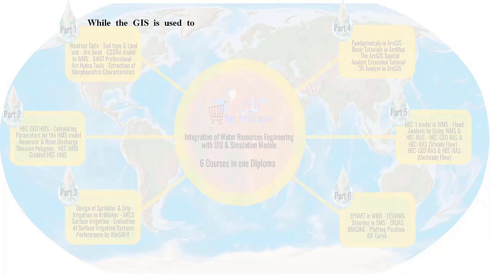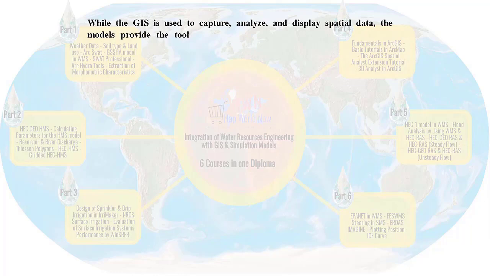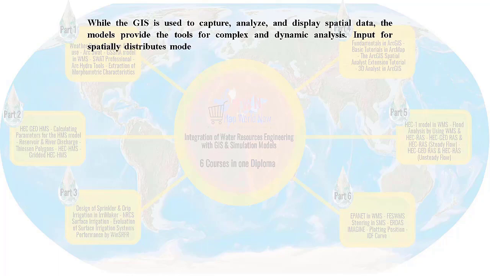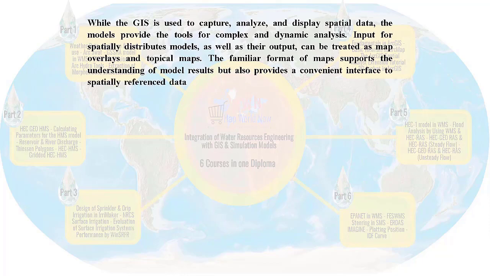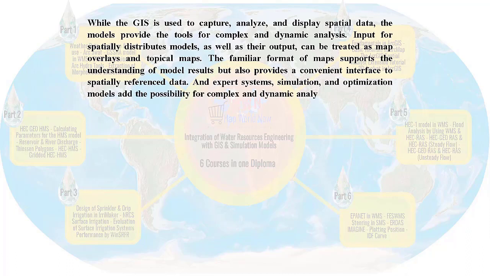While the GIS is used to capture, analyze, and display spatial data, the models provide the tools for complex and dynamic analysis. Input for spatially distributed models, as well as their output, can be treated as map overlays and topical maps. The familiar format of maps supports the understanding of model results but also provides a convenient interface to spatially referenced data. And expert systems, simulation, and optimization models add the possibility for complex and dynamic analysis to the GIS.